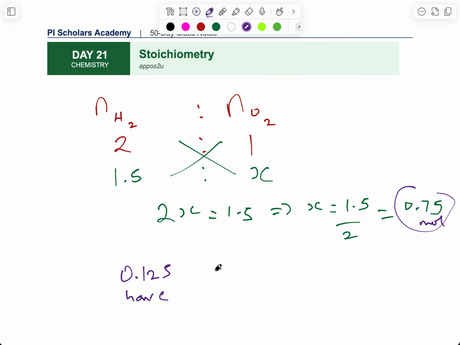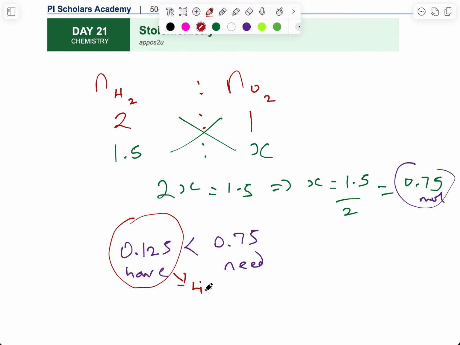This is what I have, and it is less than 0.75. This is what I need. So in that case, what I have is less than what I need. Then this is going to be my limiting reactant, and in fact, it is going to be the one to determine the extent of the reaction. Whatever I'm going to be doing from now on, this limiting reactant is going to be the tool I use for anything else I want to solve for in the entire process, because it determines the extent of the reaction.